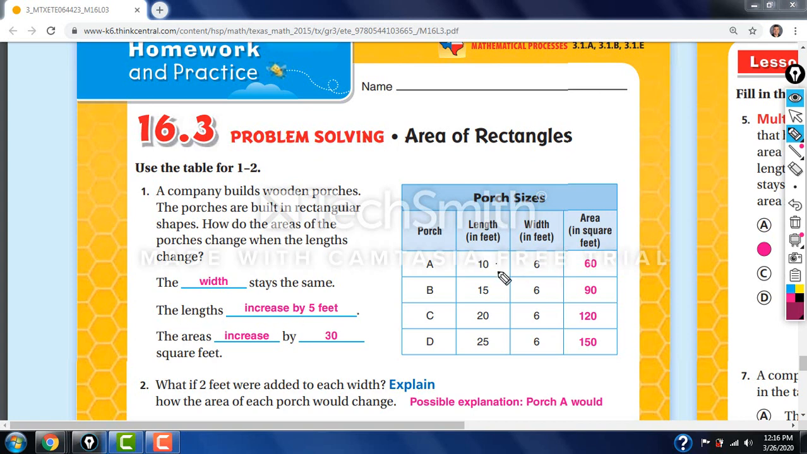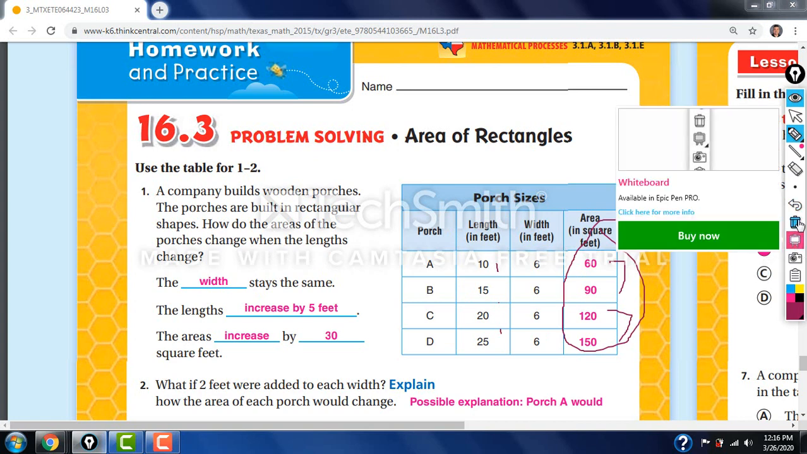So I'm looking at my pattern. Whoa, what can I see? They increased by 5. And how do my areas change? Each one, yes, 60 plus 30 is 90, 90 plus 30 is 120, 120 plus 30 equals 150. So that's how you enter that section here. Again, you need to do this first and just analyze what they're asking you.